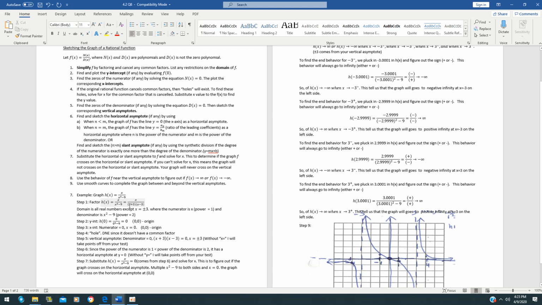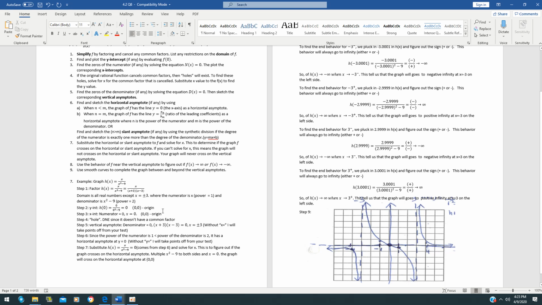And if you look at your numerator, the power in this case is 1. And your denominator power in this case is 2. Again, this power is used to determine, in step 6, how we figure out whether we have a horizontal or a slant asymptote.